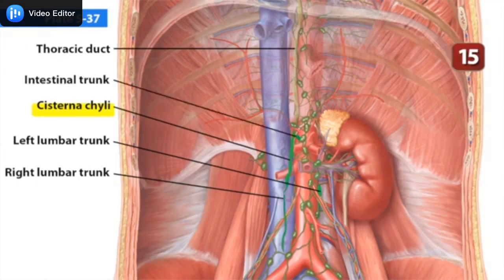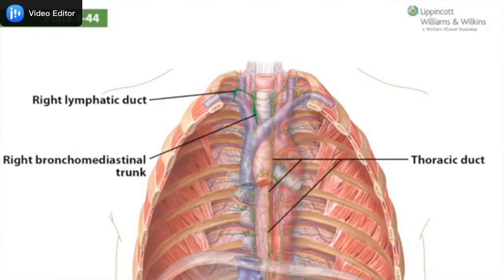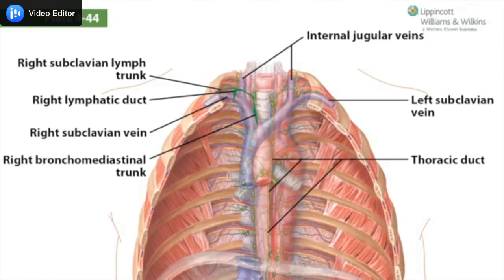The intestinal trunks carry lymph from the gut to the cisterna chyli. The bronchomediastinal trunks carry lymph from the thorax to the right lymphatic duct on the right side and the thoracic duct on the left, although one or both may directly enter the venous system at the level of the subclavian veins. The subclavian trunks drain the upper extremity. The right usually opens into the right lymphatic duct, while the left often opens directly into the venous system in the vicinity of the internal jugular and subclavian veins.